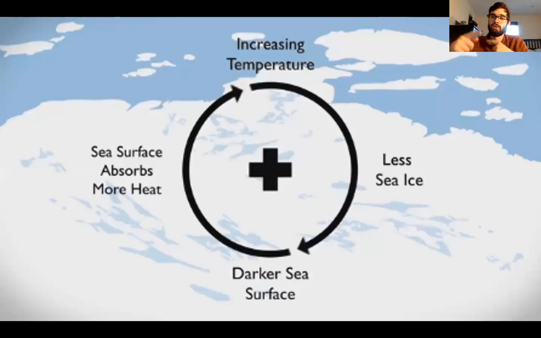And it leads to this vicious cycle, this positive feedback loop, where as the temperature increases, you have less sea ice, which means you have a lower albedo, which means that more heat is getting absorbed, which means that the temperature is getting hotter and there's less sea ice, and it just keeps going and going and going. That's a great example of a positive feedback loop and something you should be familiar with.